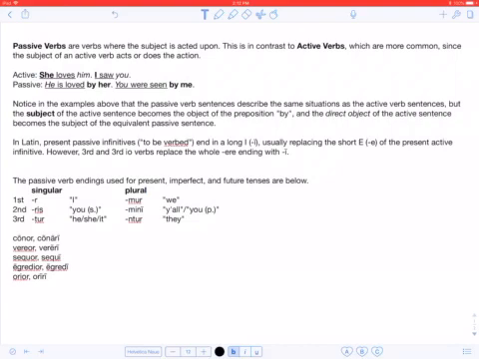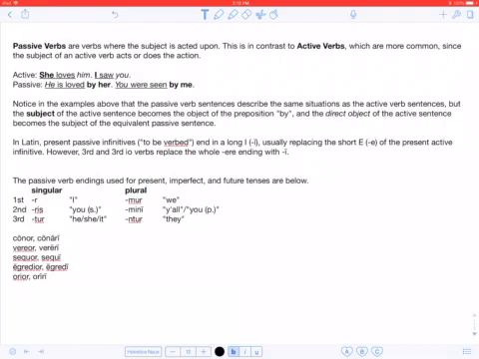Okay, now notice the difference here. She loves him. She, in bold, is the subject. She's the one doing the action. And where is the action directed? To whom is it happening? It's happening to him. He's the direct object. So that's where the direction of the verb is headed, you might say.